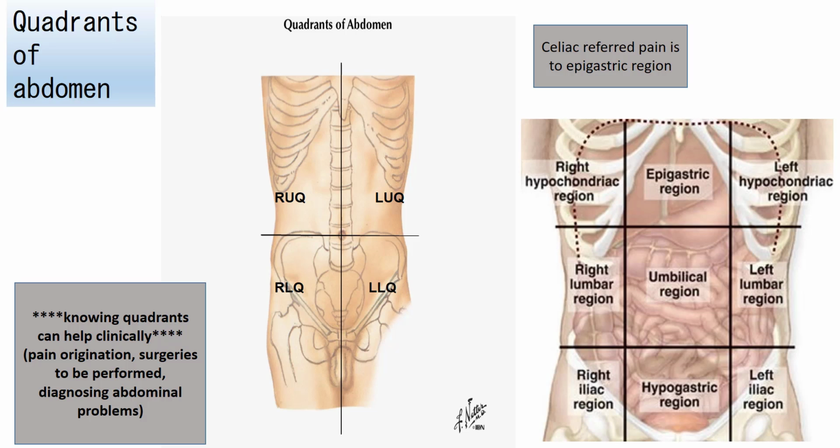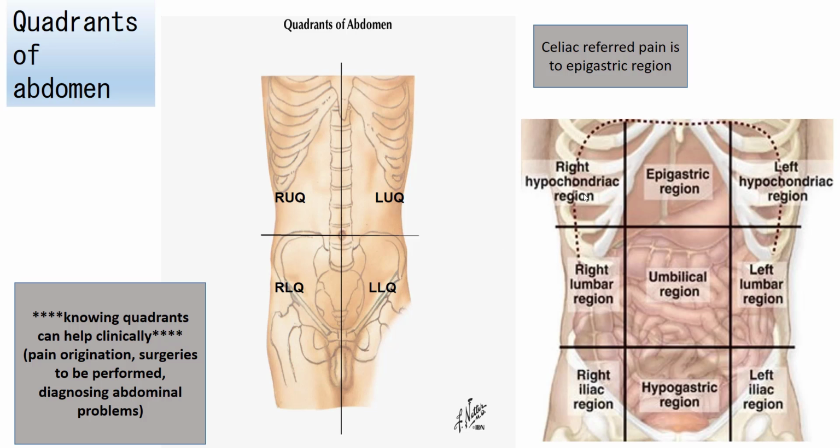For descriptive purposes, the abdomen can be divided into 4 quadrants by 2 perpendicular lines. You have a horizontal line and a vertical line. That'll divide it into the right upper quadrant, left upper quadrant, right lower, and left lower quadrant.